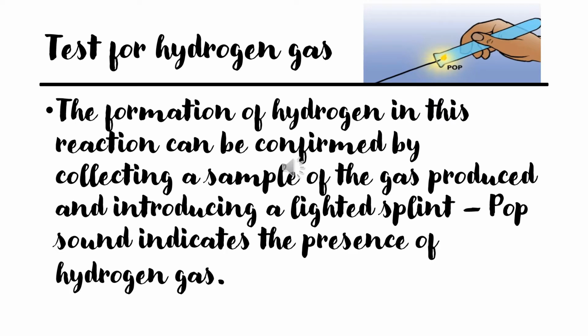The formation of hydrogen in this reaction can be confirmed by collecting a sample of the gas produced and introducing a lighted splint. When you introduce a lighted splint, if hydrogen gas is there, it gives a pop sound, which indicates the presence of hydrogen gas.